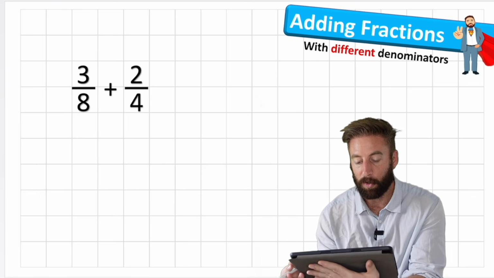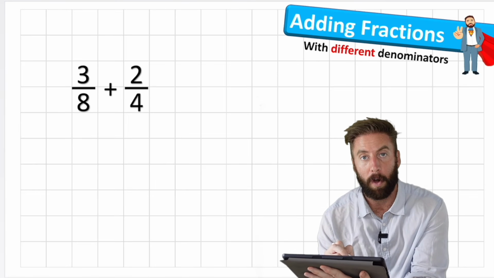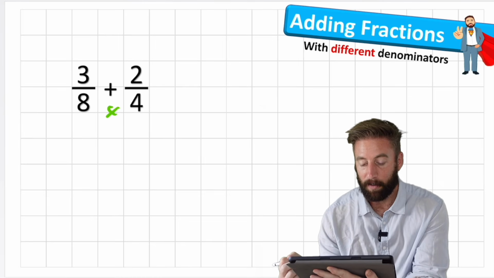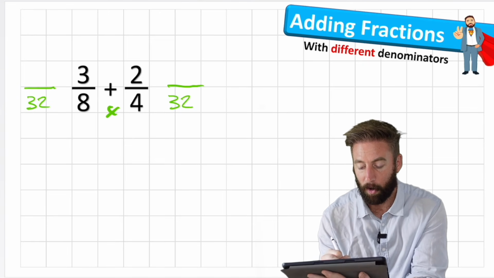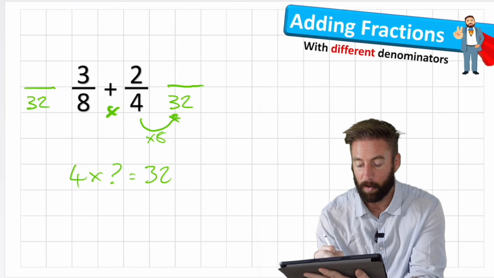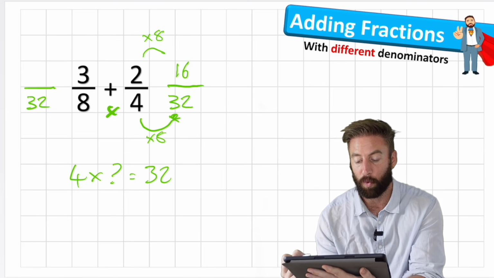Okay, let's use our new skills now for question 3, and let's do this super quickly. So I'm not going to bother working out the multiples. All I'm going to do is 8 times 4, and 8 times 4 is 32. So I've got my 2 new denominators, and now I need to just simply work out how I got from 4 to 32. 4 times something equals 32, and I now know that it's going to be 8. So I now need to do 2 times 8, which is 16. 16 32nds is my equivalent fraction to 2 4ths.